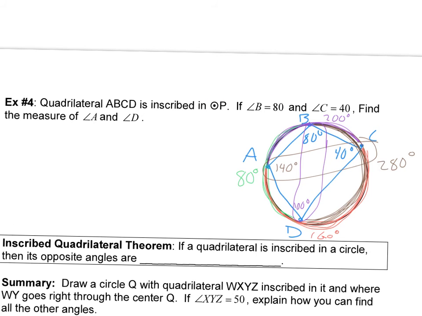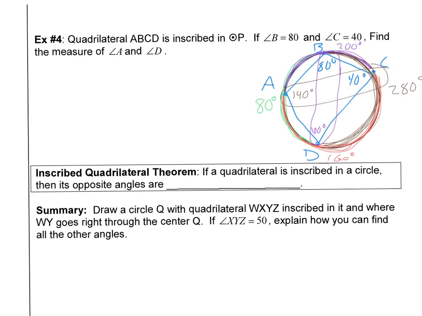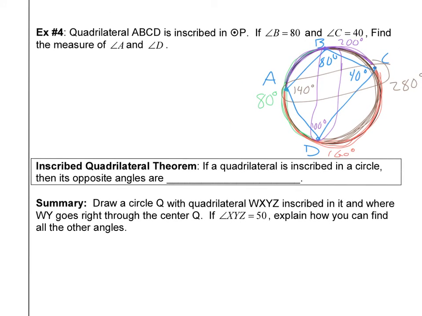Okay, well, hopefully you kind of saw that 140 and 40 adds up to 180, and 80 and 100 adds up to 180. And so if your conjecture is that the opposite angles will always be supplementary, or they'll add up to 180, that's correct. In fact, that's the next theorem here. It says if a quadrilateral is inscribed in a circle, then its opposite angles are, and we could just write, supplementary.